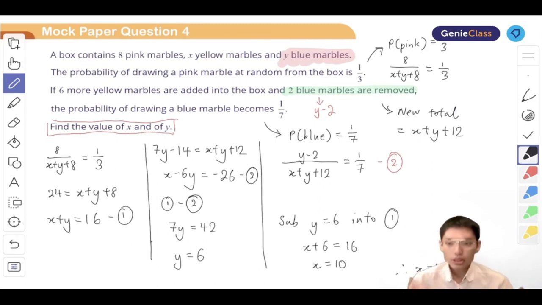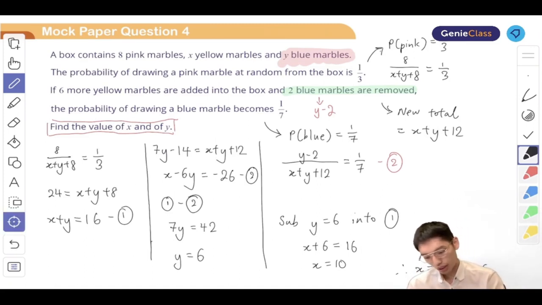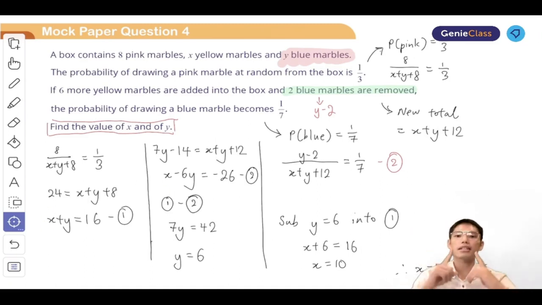So for simultaneous equations, depending on the situation, solve it more efficiently. Because my coefficients of x here are easy to eliminate, therefore I subtract them. In this case, x equals 10, y equals 6.